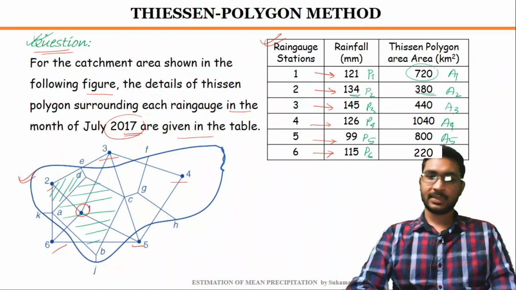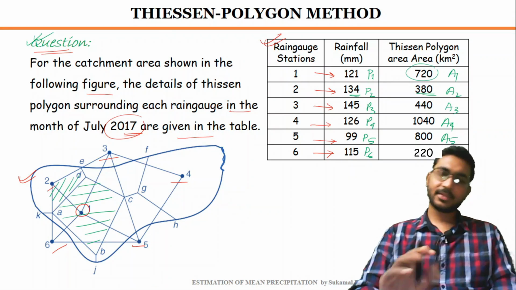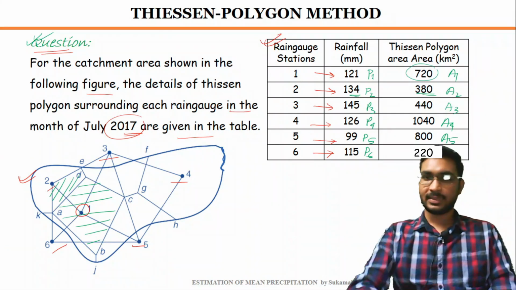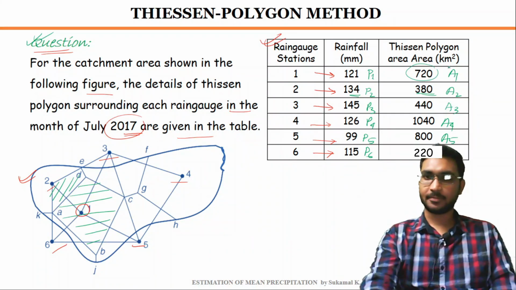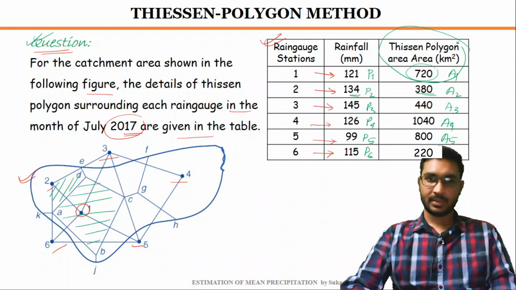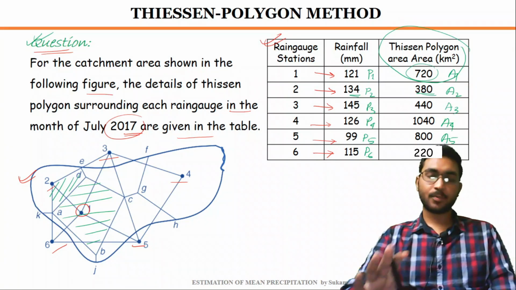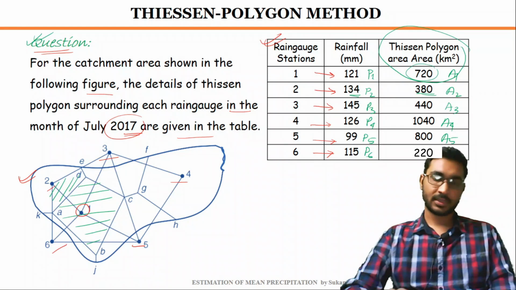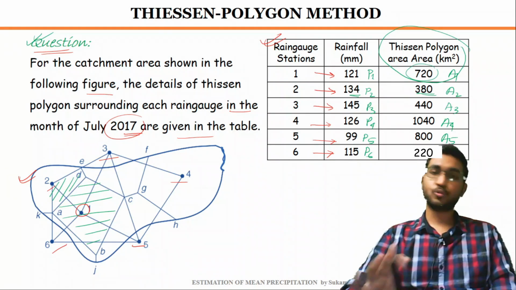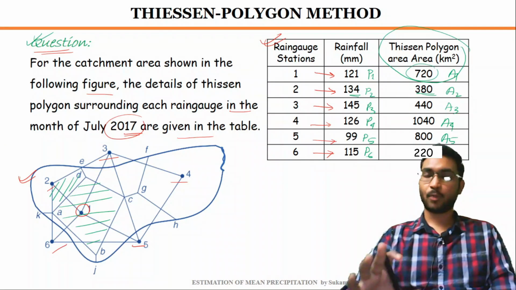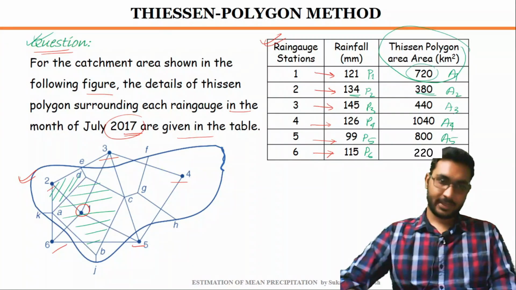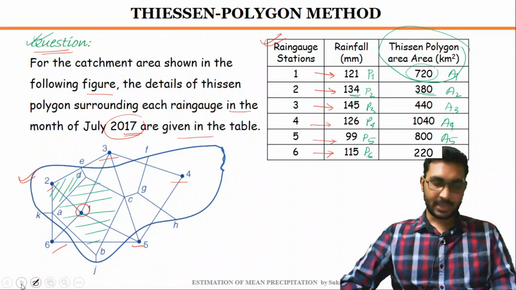Now in this particular problem, the Thiessen polygon area is given, but if it is not given in a problem, then what will we do? That is why we need to know how to calculate the Thiessen polygon areas. So let's solve a problem on how to determine the Thiessen polygon areas.